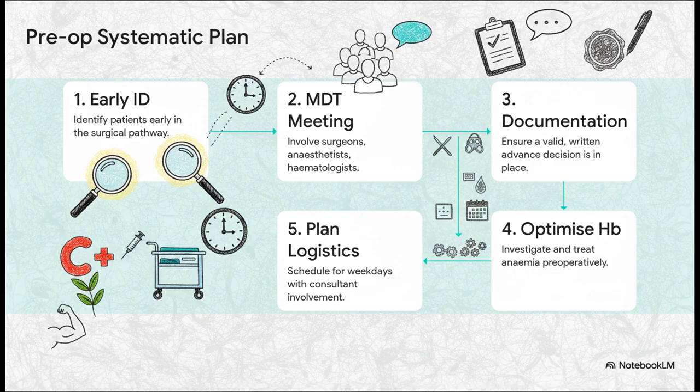It all kicks off with identifying these patients as early as you possibly can. That then triggers a big team meeting. You want surgeons, anesthesiasts, hematologists all in the room. From there, it's about shared decision-making, getting rock-solid documentation, optimizing their blood count, and planning all the logistics for the day of surgery.